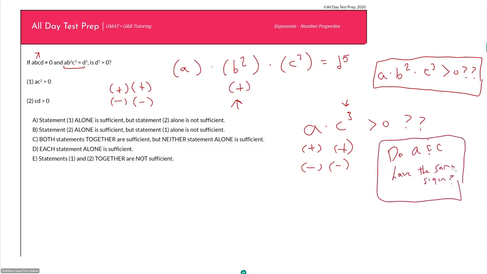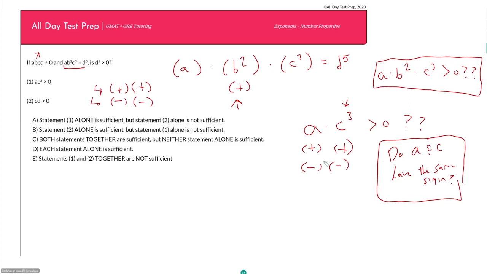Because my question is asking, is d to the fifth greater than 0? D to the fifth is equal to this whole thing here. I know b squared is positive, so the only way to get a value greater than 0 is a positive times positive. So a times c cubed needs to be positive, which means either a and c cubed are both positive or both negative, which means a and c have to be both positive or negative.